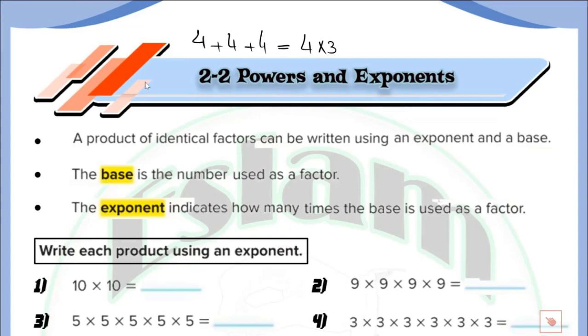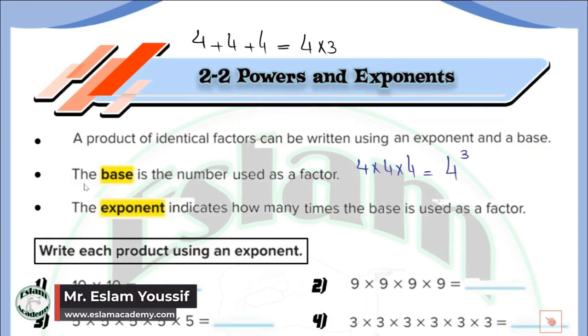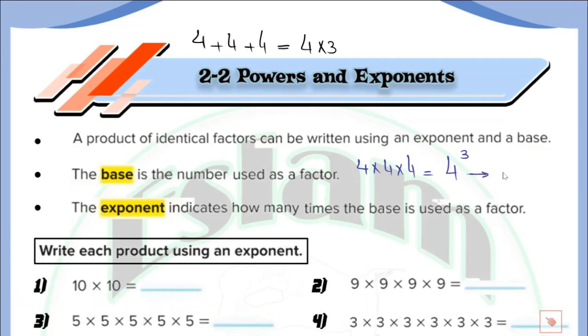The same for the power. Suppose that we have here 4 multiplied by 4 multiplied by 4. Now 4 is repeated 3 times, so it will be 4 to the power 3. So the power or the exponent is repeated multiplication. The number that we repeat is called the base, and how many times we repeat it is called the exponent.